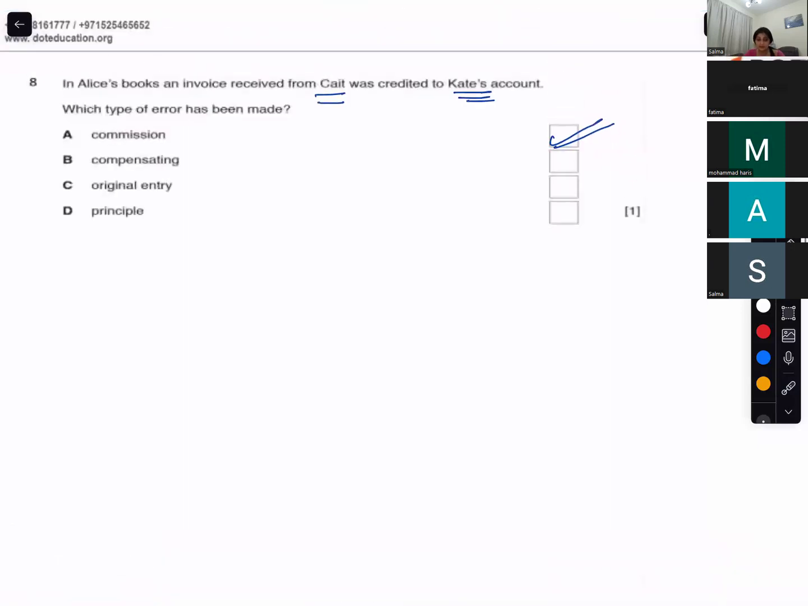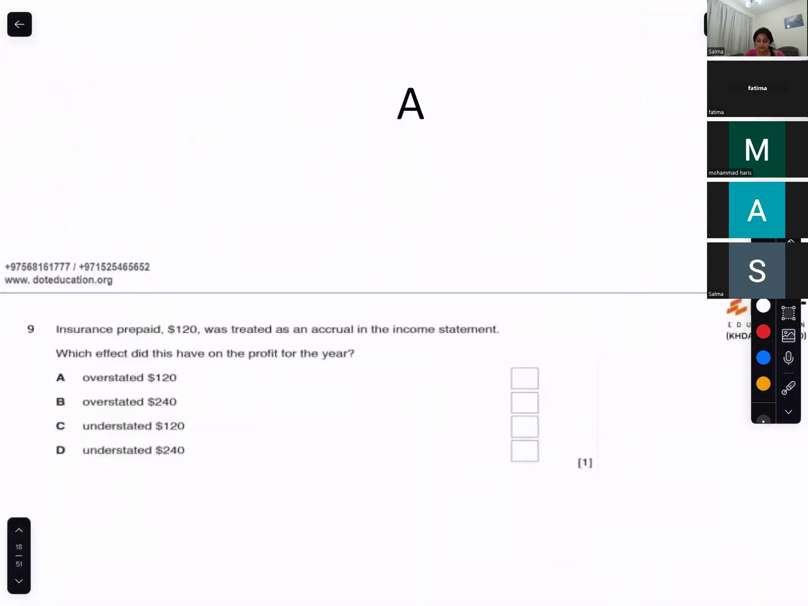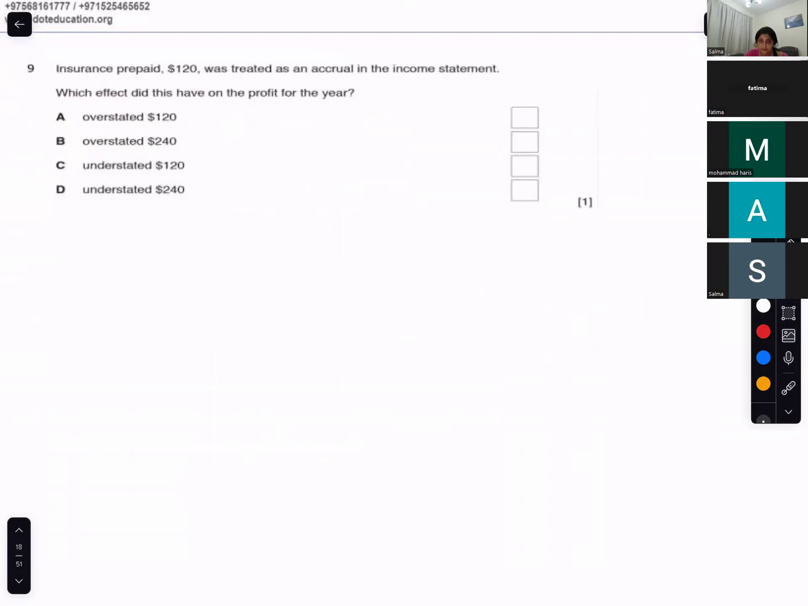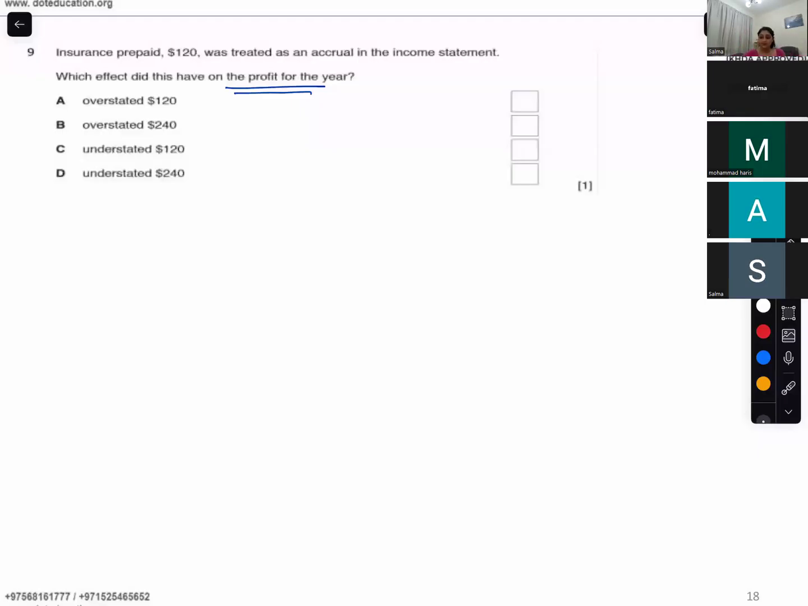Come on, next. Insurance prepaid 120 was treated as an accrual in the income statement. Which effect did this have on the profit of the year? Okay, I'll give you time to think on this. Okay, try it. Come on, the ninth one. Who is doing it for me?